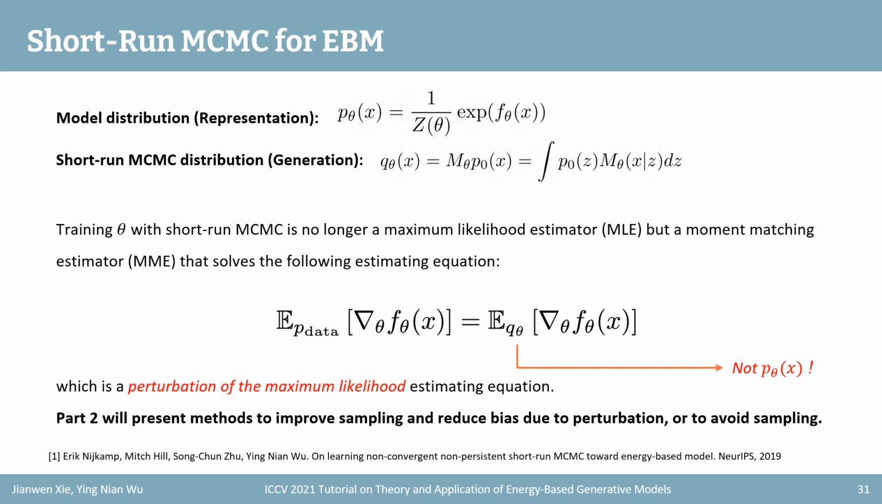Training the parameters of the energy-based model with the non-convergent short-run MCMC is no longer a maximum likelihood estimator, but a moment matching estimator that solves the following estimating equation, which is the perturbation of the MLE estimating equation, where we just replace the model p by the short-run distribution q(x). In part 2, we will present methods to improve sampling and reduce bias due to perturbation of MLE, or to avoid sampling.